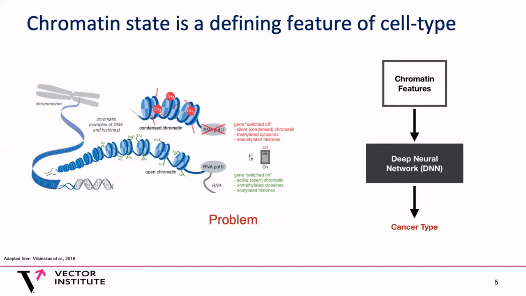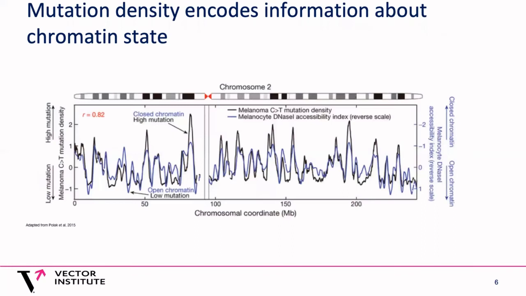Unfortunately, chromatin tends to be a little more transient than something like DNA, and it's not obvious that the chromatin state of a metastatic tumor is going to match the chromatin state of the primary tumor. Fortunately, we may be able to use mutations, or at least mutation density, as a proxy for chromatin state.